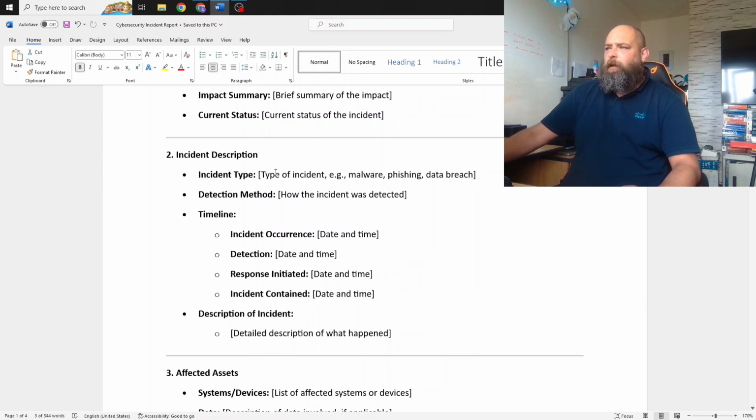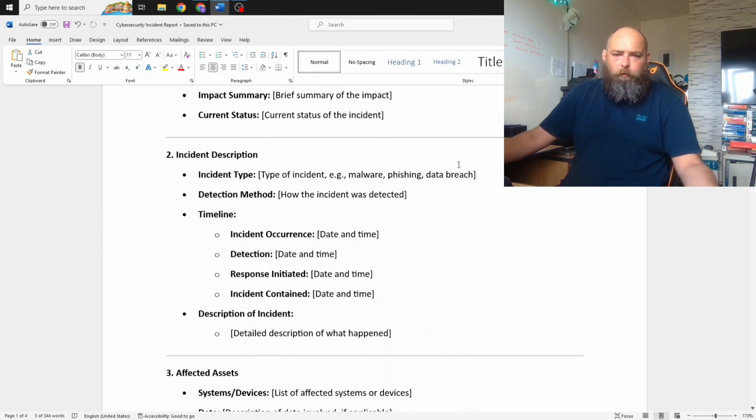Then we have incident description. So the incident type, which is the type of incident, for example, whether it is malware, phishing, or a data breach. It could be other things as well, such as unauthorized access within a building.